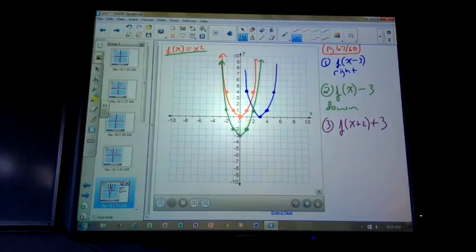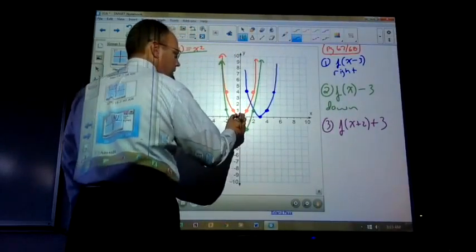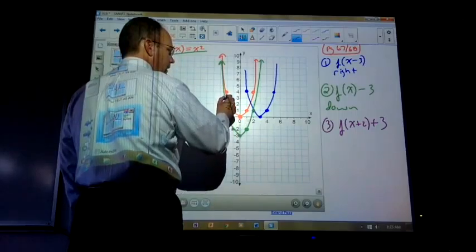So I have something in parentheses, which is going to control the left, right, and I have something that's not, which is going to control the up, down. So which way is it going to shift, left or right? Left, how many left? 2 left, and is it going to go up or down? Going to go up, and how many up or down will it go? 3. Go up 3. So again, I'm starting from the red, that's our parent function. So I'm going to go left 2, up 3.